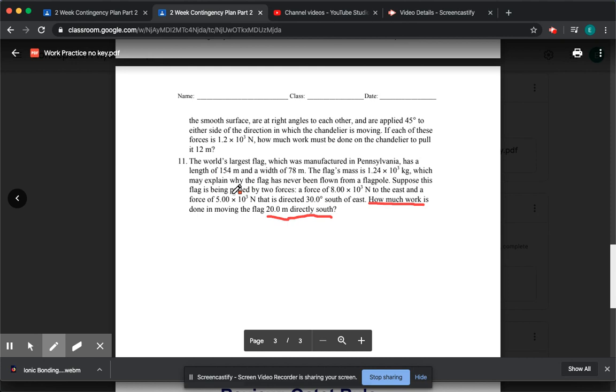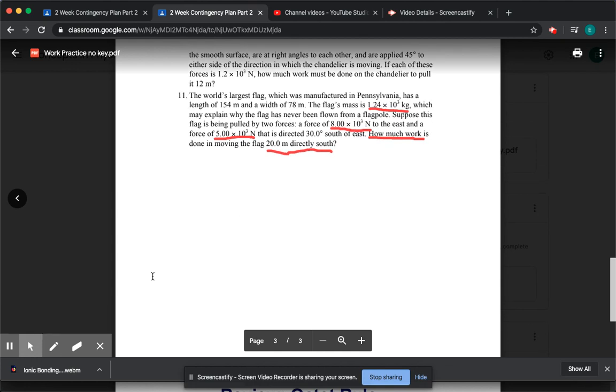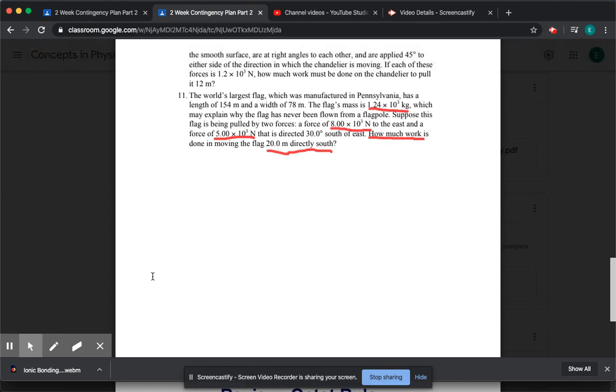So what do we have? We have a flag. We're given the mass of the flag, and we're given two forces. One force is to the east and the other force is 30 degrees south of east.